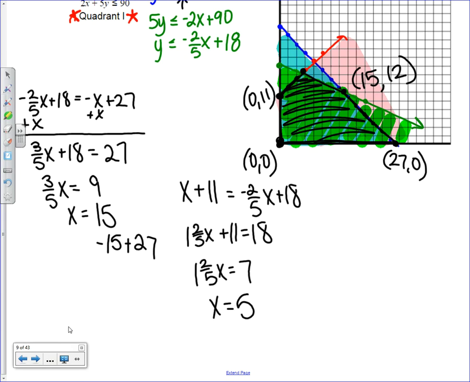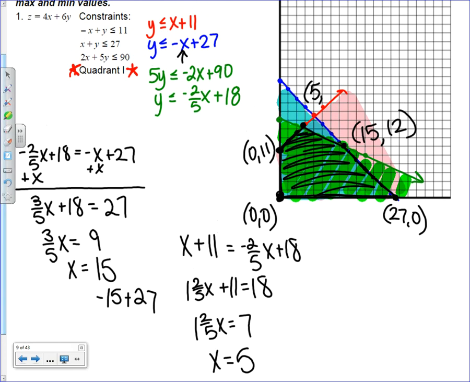So this point up here has an x value of 5. Now to find my y value, I'm just going to plug it back in to either the red line or the green line. Well, I think the red line would be easiest to put it in right there. So that would be 5 plus 11, which gives me 16 for that point. Okay, so now I have my 5 critical points, and I'm going to plug them all in to my objective function back here at the top, the 4x plus 6y.